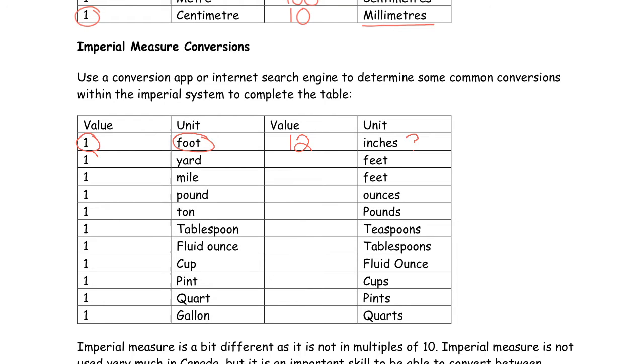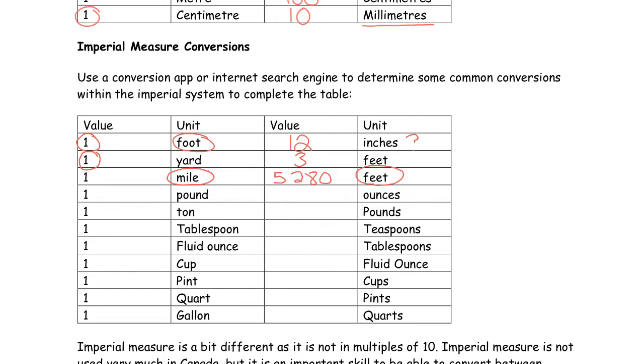Okay, so then we have 1 yard. How many feet are in a yard? And that is 3 feet. And then we have a mile. Again, that's a really long distance, right? And how many feet in a mile? There's a lot of feet in a mile. It's 5,280.